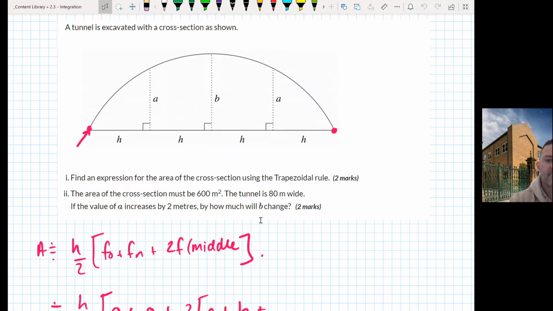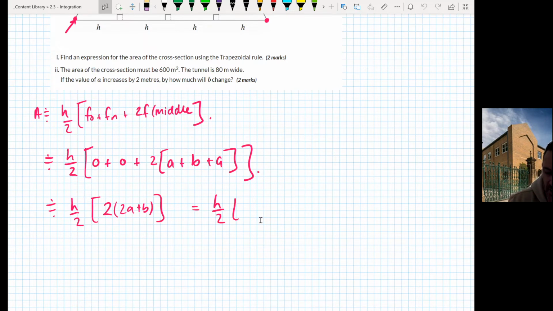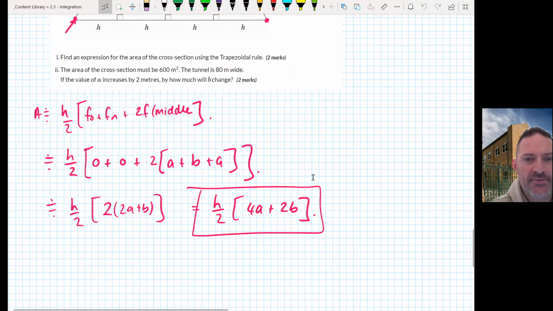Perfect. And now if I simplify that, we get h on 2, 0 plus 0 is 0, we get 2 times 2a plus b. That makes h on 2 times 4a plus 2b. And that is my expression. Wonderful, job done.